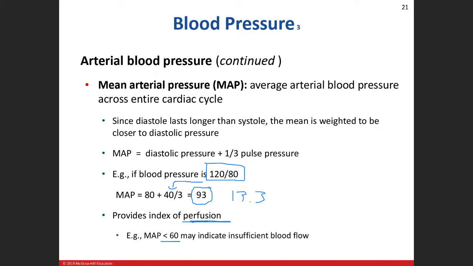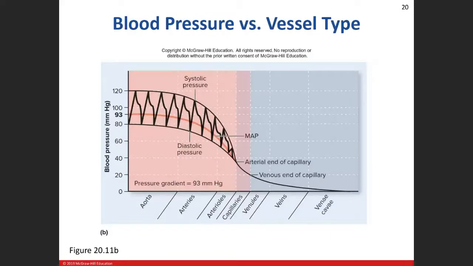And again, if we go back to the previous slide, we'll see that pressure is going to start to drop the further we get away from the heart. Blood vessels get smaller, so our mean arterial pressure starts to decrease. So does our overall pressure just in general.